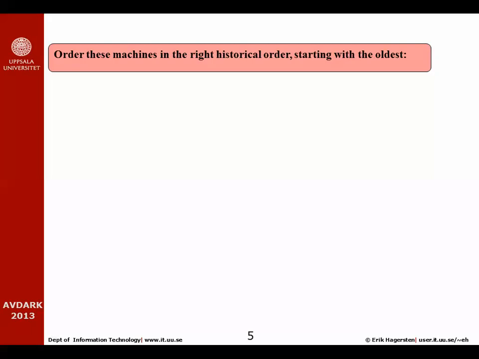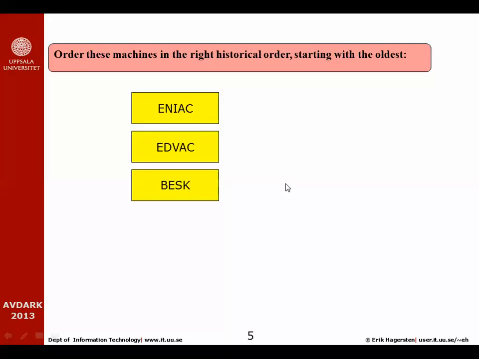So I want you to see if you can order these machines in the right historic order, starting with the oldest one. So the right order is ENIAC is the oldest, EDVAC, the von Neumann machine, is the second one, and the BESK machine, the Swedish world record holder, was after that.